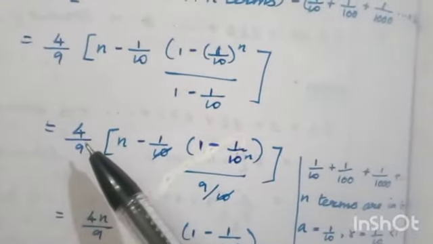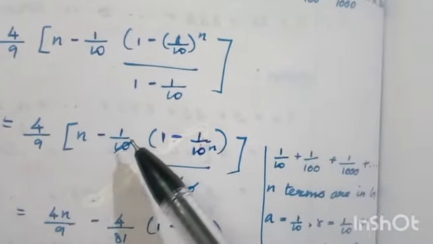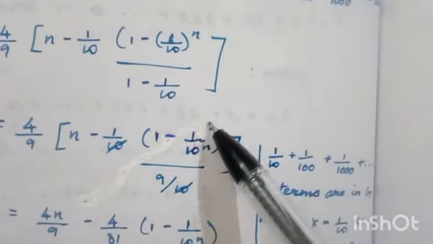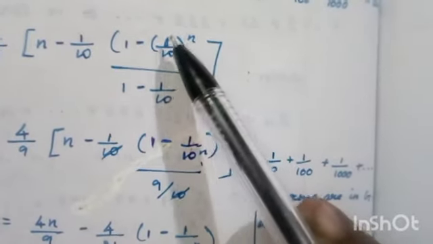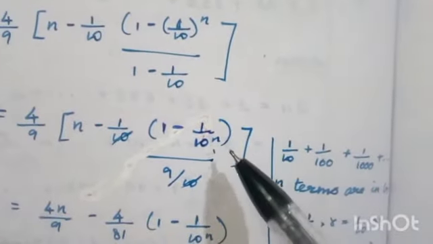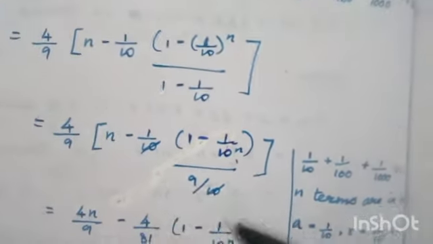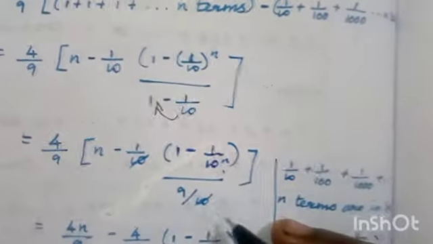So 4 by 9 is commonly outside: 4 by 9 into (1 by 10 minus 1 by 10 power n). So it is (a by b) whole power n. This n is common, 1 power n by 10 power n, 1 power n value is 1. So that is 1 by 10 power n. Then it is the LCM: 1 into 10 is 10, 10 minus 1 is 9, so 9 by 10.